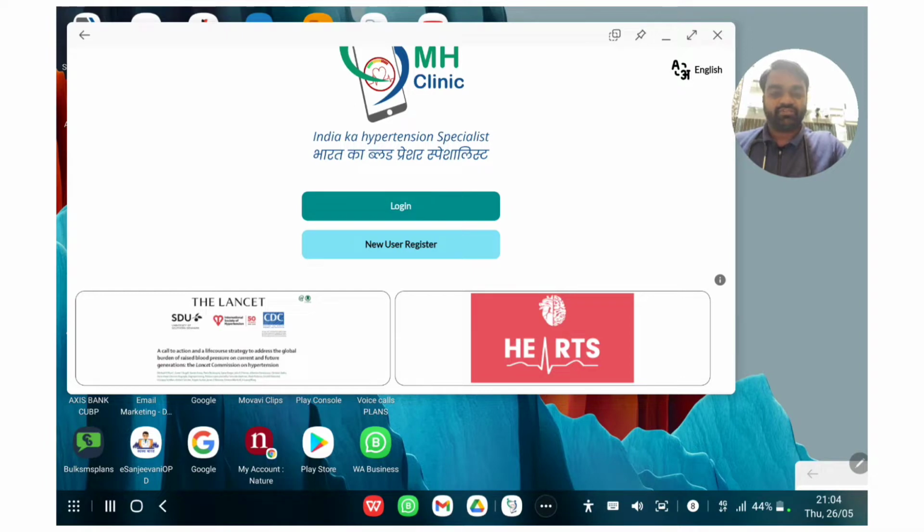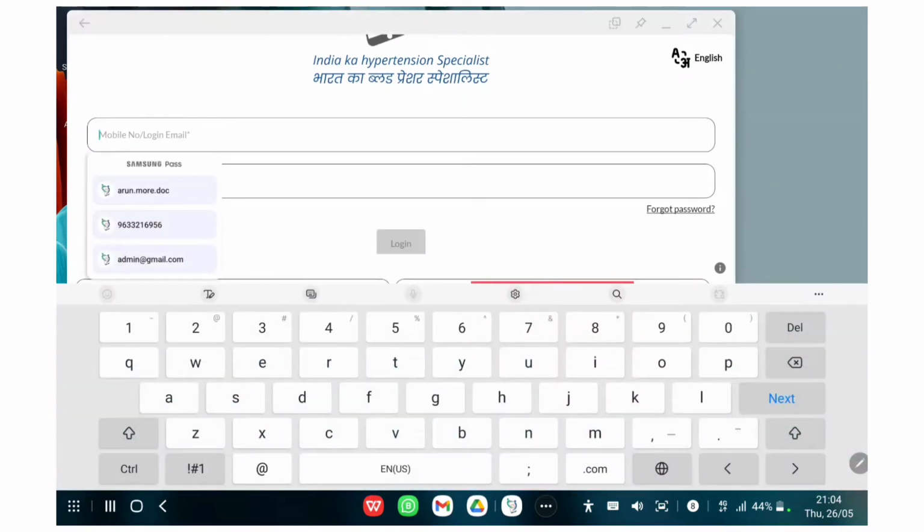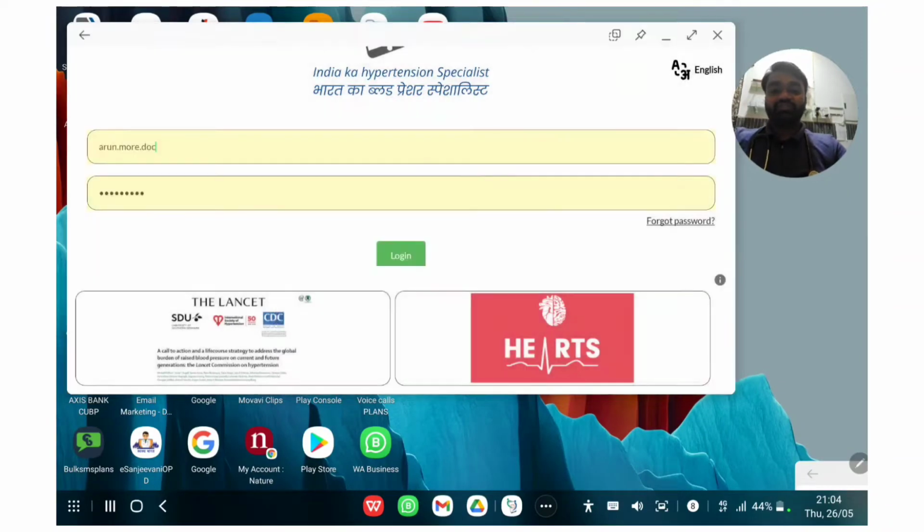Through this series, let me explain how the doctor would attend the patient whose appointment has been taken. Just log into your ID. Remember that only patients can log in with their mobile numbers. Doctors have to log in with their login ID and the password generated.